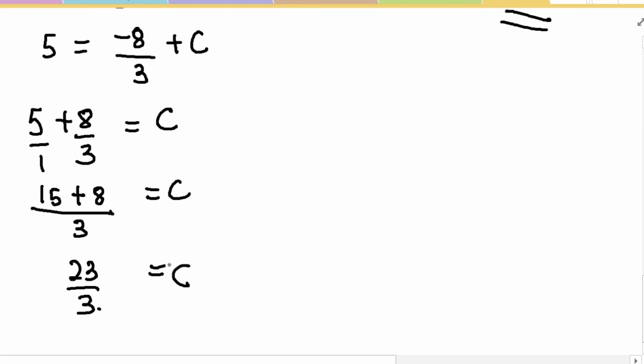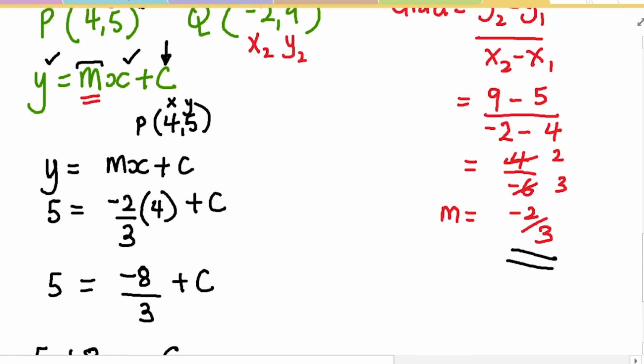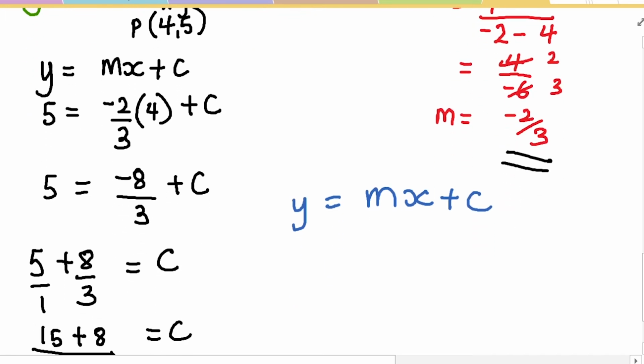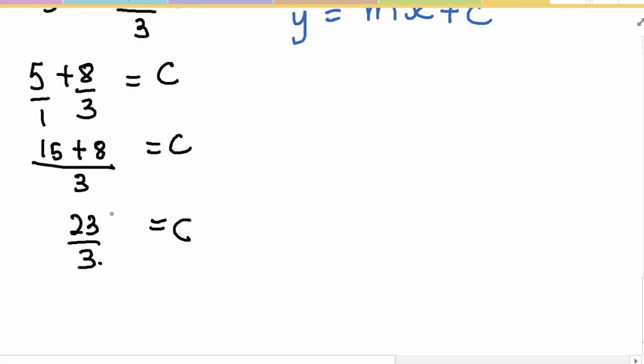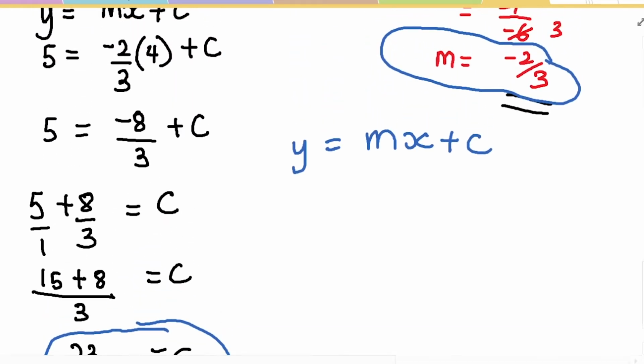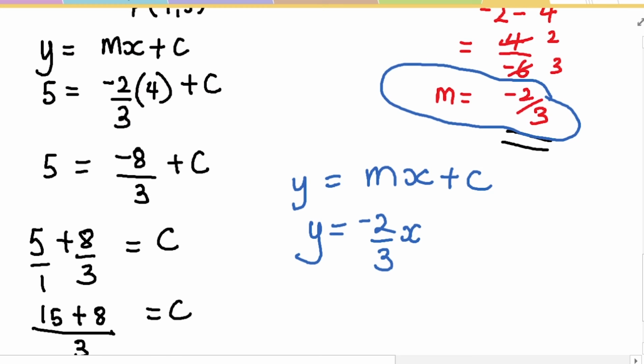Now that we know the value of c as 23 over 3, coming back up here, we know that our equation, remember, is y is equal to mx plus c. We got our value of m as negative 2 over 3, and we have our value of c down here as 23 over 3. So we substitute them and say our equation is going to become y is equal to our value of m, negative 2 over 3x, and then our value of c is 23 over 3. So this is plus 23 over 3.